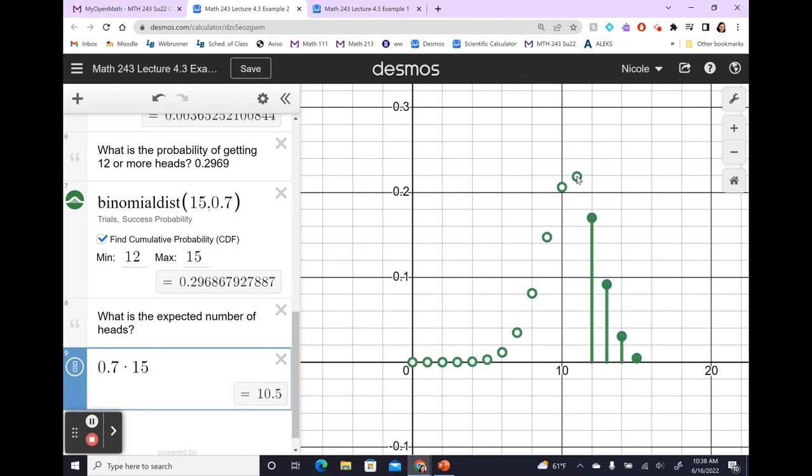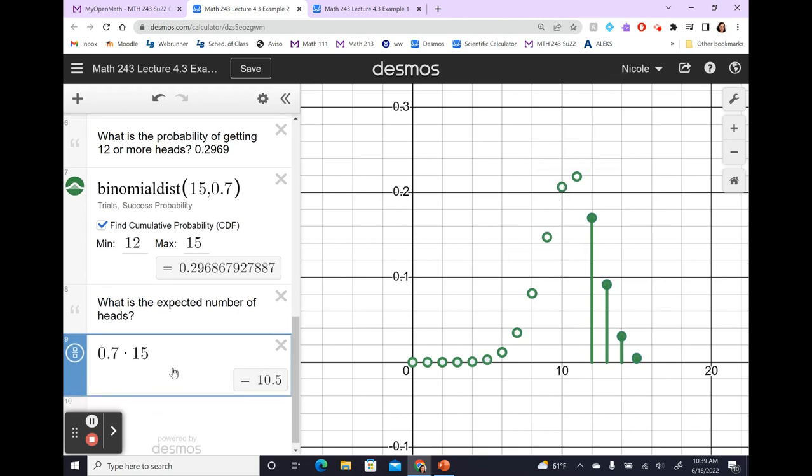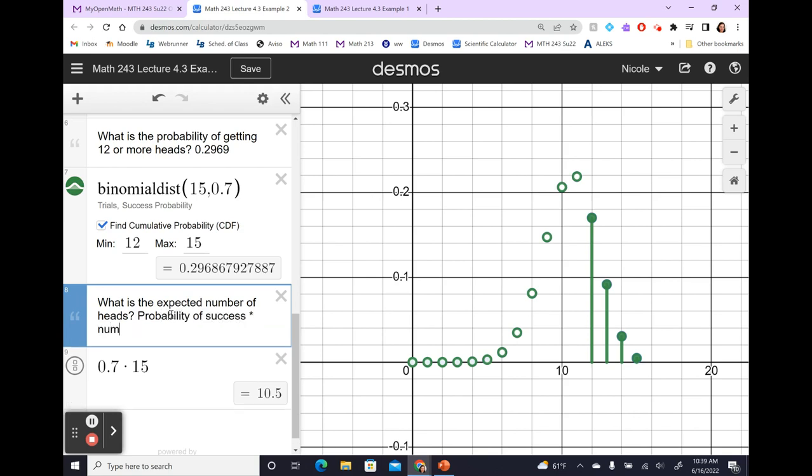You can actually see that makes sense as the expected value, because it's going to be exactly such that half the area is to the left of this number. If you looked at those values under these curves, half of this probability is going to be to the left and half of it is going to be to the right. So right between 10 and 11 is going to be our value. But the formula is just equal to the probability of success times the number of trials. I'm going to write that in here. So use probability of success times number of trials to find the expected value.